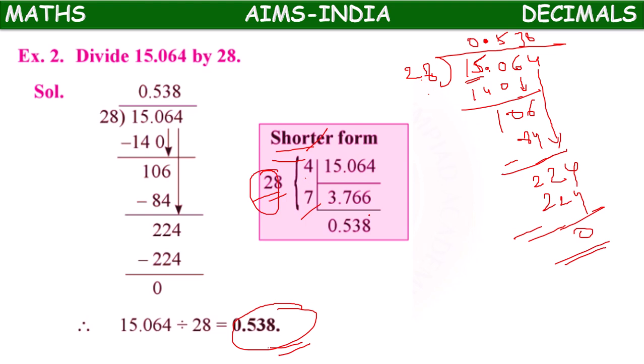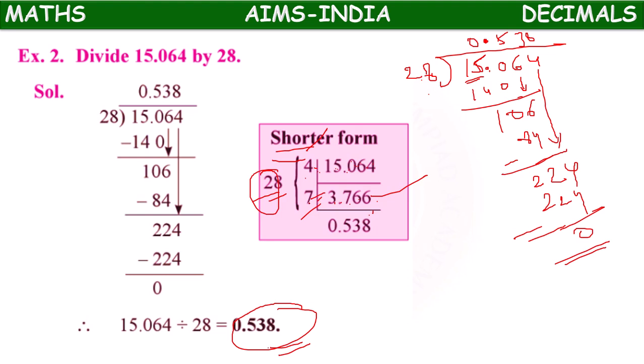Or in shorter form, because 28 can be written as a product of 4 and 7, first we will divide by 4. 4 3 times 12, 3 is remaining. Point downside, it will become 30. 4 7 times 28, 2 remaining, 26. 4 6 times 24, 2 remaining, 24. 4 6 times 24, this one.